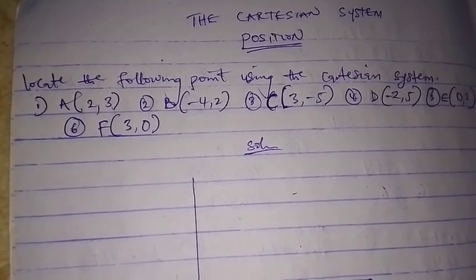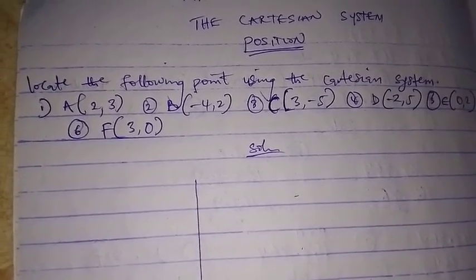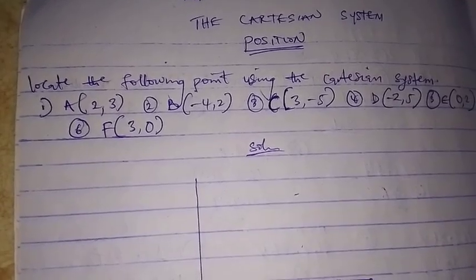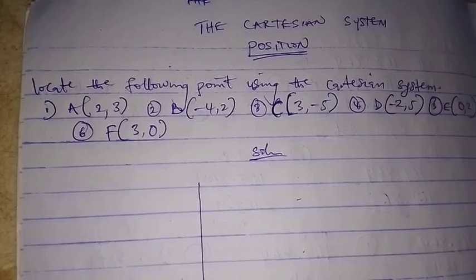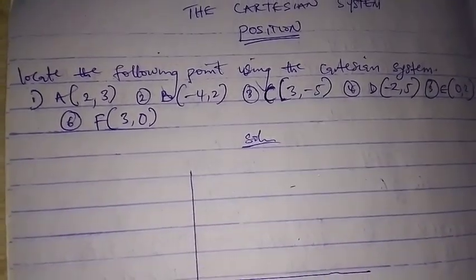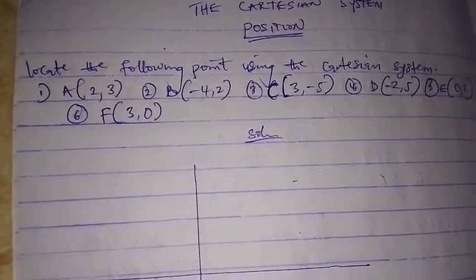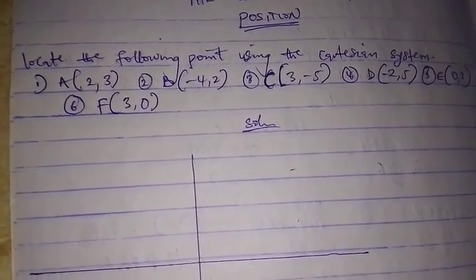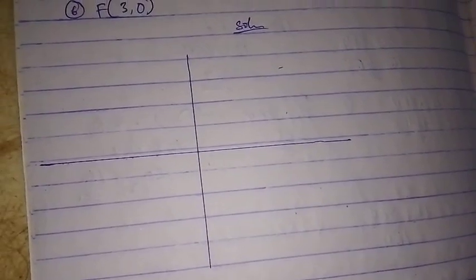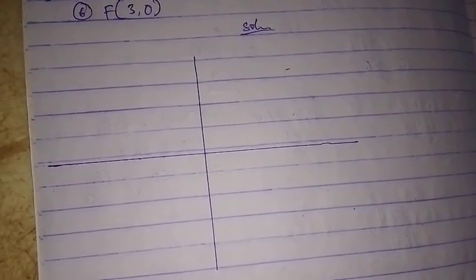Today we are going to be looking at the Cartesian system of positioning, or using coordinates. As you can see in the question, it says locate the following points using the Cartesian coordinate system. Before we answer the question, I'll be naming the different parts of the graph below.